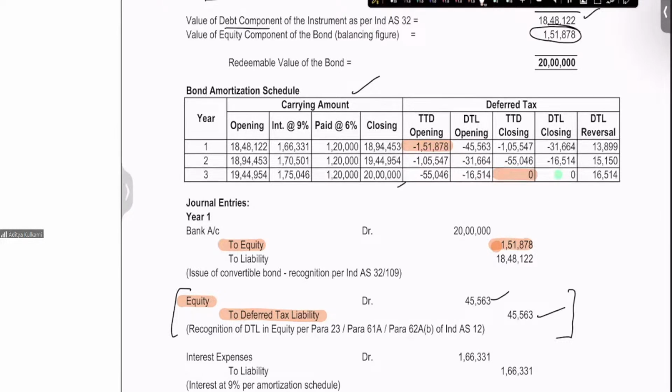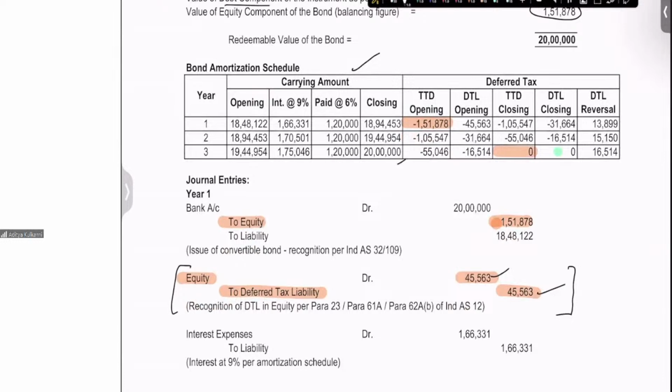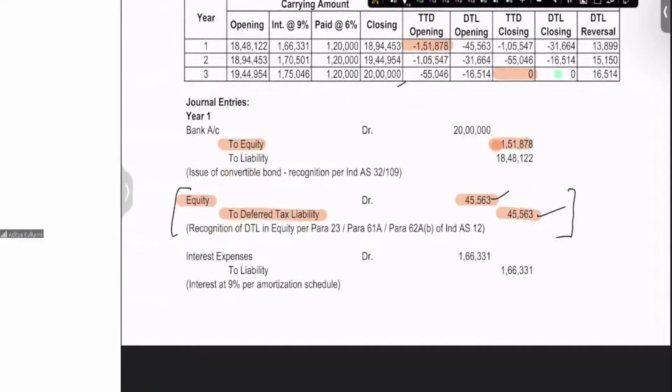Okay. The creation of this difference has gone in equity. So the creation of deferred tax liability went in equity. We are still stuck in the creation. The reversal we are going to come to. Okay. Now coming to the transactions for the year. These two are done.